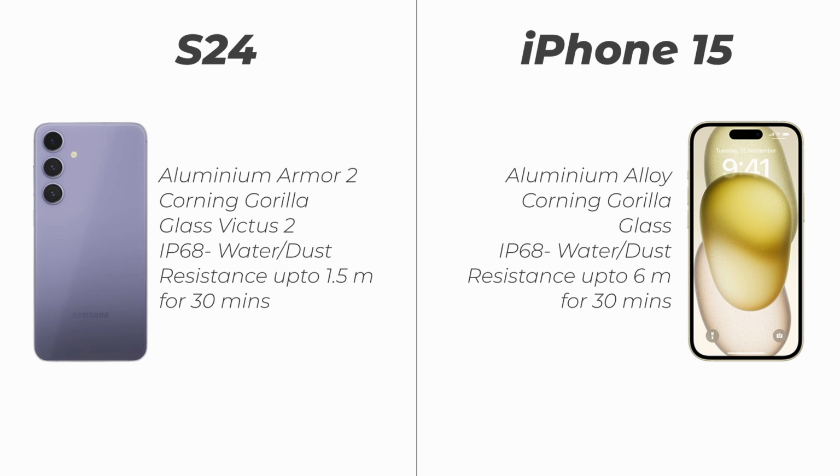iPhone 15's body is made up of aluminum and इसका front and back जो है वो Corning Gorilla Glass से protected है. It is IP68 dust and water resistance up to 6 meters for 30 minutes.